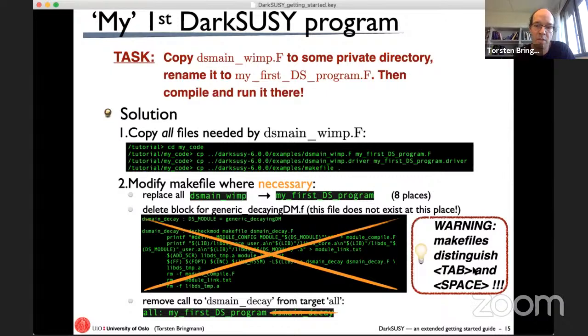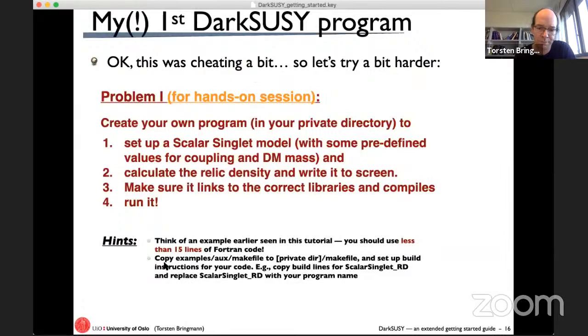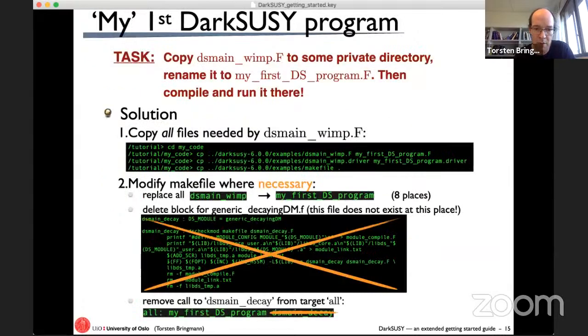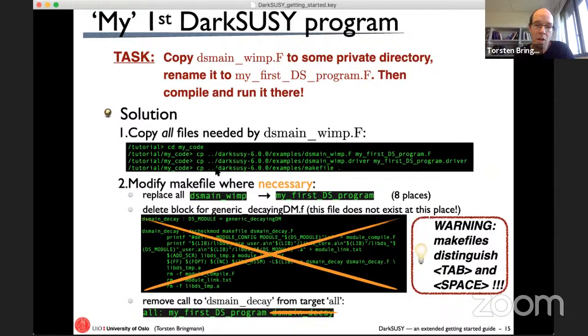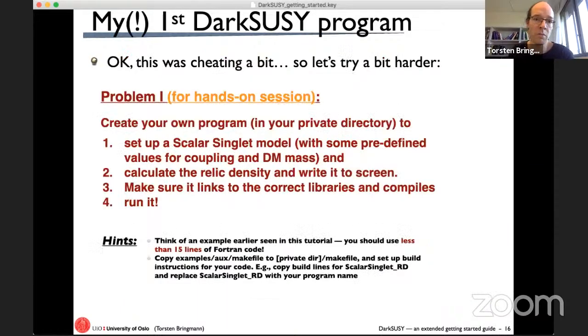Makefiles distinguish between tabs and spaces. So you need to make sure that when you copy it, or in whatever way you did it, you do not replace tabs by spaces. In particular, these things here at the beginning are actually tabs. So if you replace them by a number of spaces, the makefile will not work. Okay, so then let's continue.